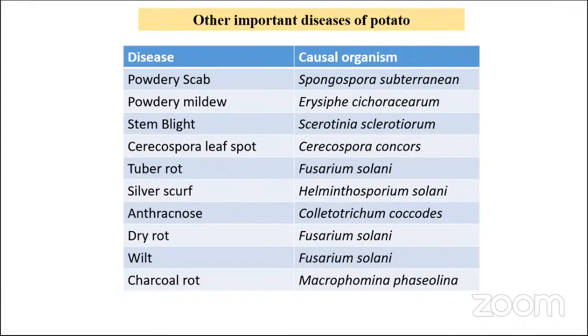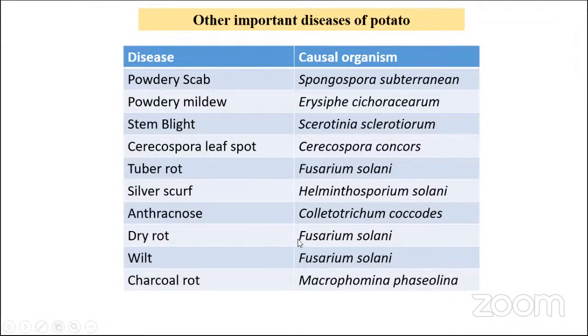These are the other important diseases of potato which I have listed. Powdery scab, Spongospora subterranea; powdery mildew, Erysiphe cichoracearum; stem blight, Sclerotinia sclerotiorum; Cercospora leaf spot, Cercospora concors; tuber rot, Fusarium solani; silver scurf, Helminthosporium solani. Like black scurf, silver scurf is another disease caused by Helminthosporium solani. Anthracnose, as we talked about yesterday, is caused by Colletotrichum coccodes, whereas the anthracnose of grapes is caused by Colletotrichum gloeosporioides.